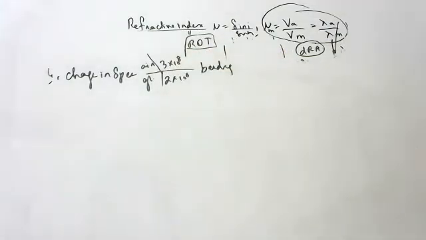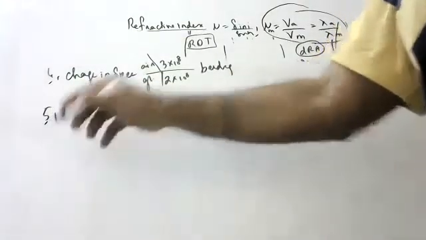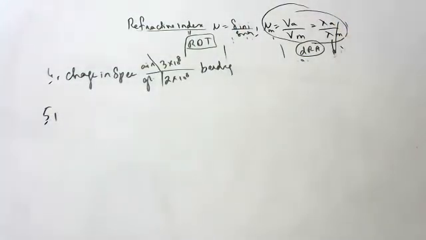What is the cause of refraction? Change in the speed. Different medium, different speed. Next question: the light suffers reflection and refraction on the boundary passing from air to water. Draw a neat labelled diagram to show this.